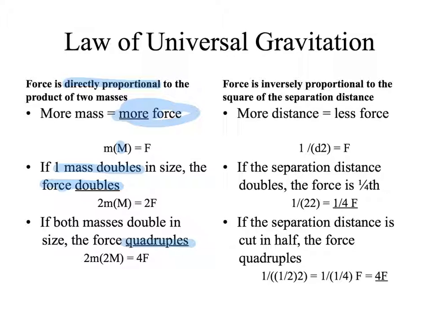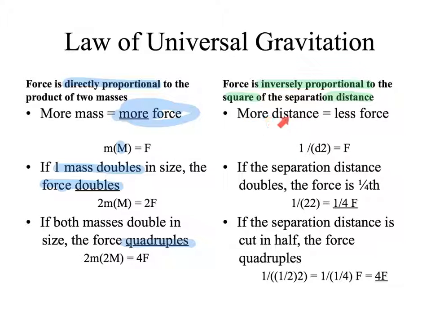Now, force is inversely proportional to the square of the distance between those two objects. Okay, so the further two objects are from each other, the more distance between those two objects, the weaker the force is going to be between those two. So as distance increases, force goes down. Okay, that's that inverse relationship that we're talking about.